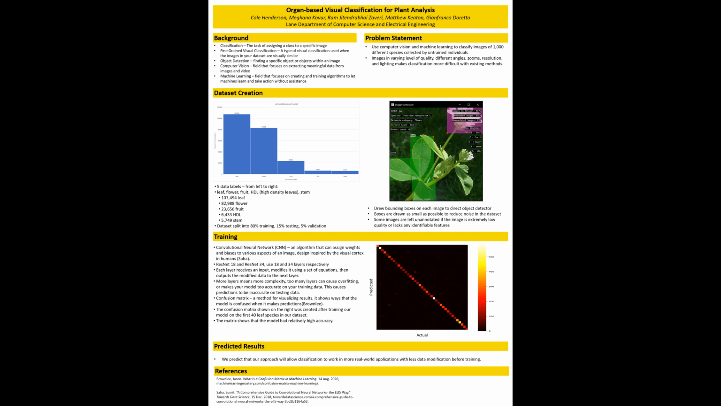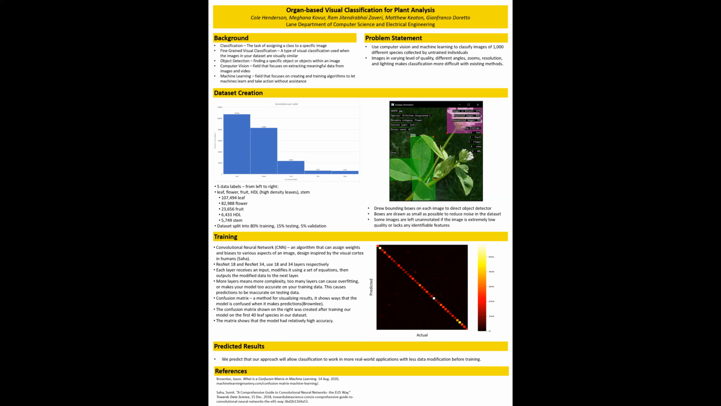without assistance. For this project, we use computer vision and machine learning to classify images of 1,000 different species that were collected by untrained individuals, which means that the images are in varying levels of quality from different angles, zooms, resolutions, and lighting that can make classification more difficult with existing methods.